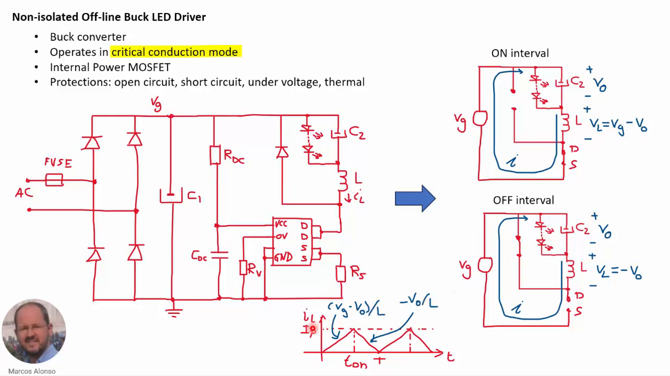So the current waveform is going to be like this. It's going to increase from 0 up to a maximum value, which is IP, with this slope here, which is the input voltage minus the output voltage divided by the inductance. And then when the current through the inductor reaches this value, the switch is turned off. So the current is decreasing until reaching 0. And then when the current reaches 0, the switch is turned on again, and this continues with the operation of the converter. So it's very simple, and it operates in the critical conduction mode.